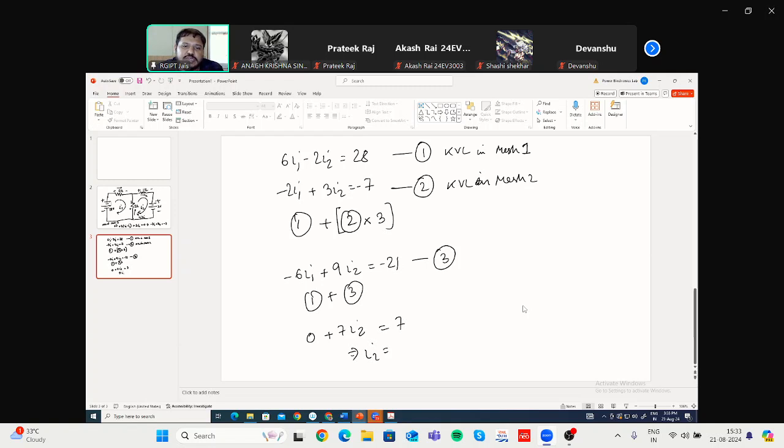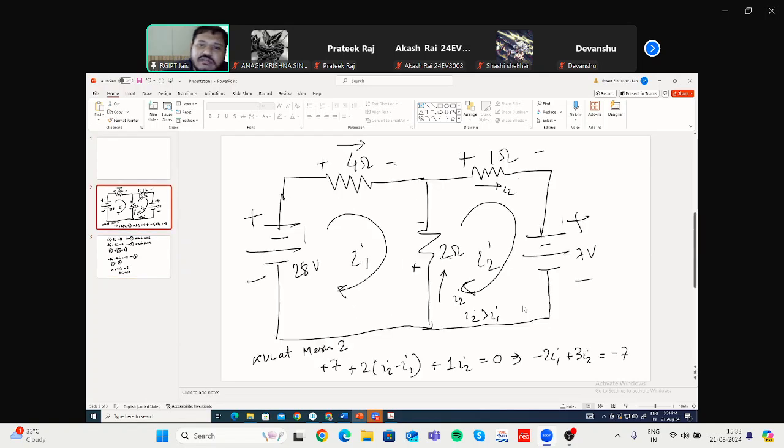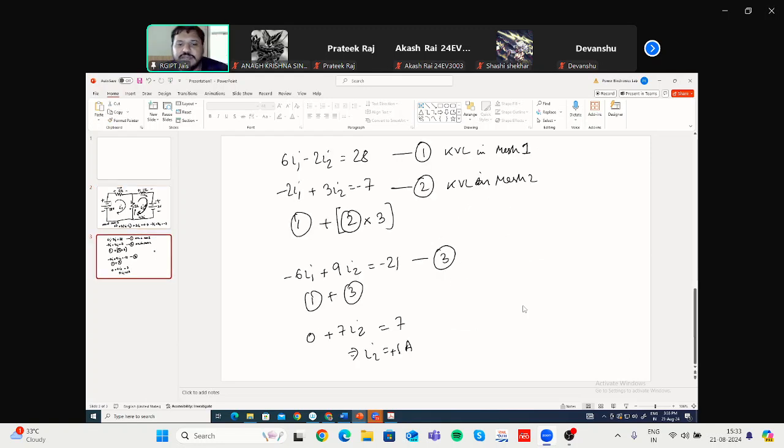So I2 will be equal to 1 ampere and it is positive. So you have considered the correct current value. That means I2 is plus 1, I2 will be in this direction and its value will be 1 ampere. Similarly, if I2 is 1 ampere, then putting I2 in equation 2, it will be minus of twice I1 plus 3 multiplied by 1, I2 is 1, so 3, equal to minus 7. So minus 2I1 minus 7.